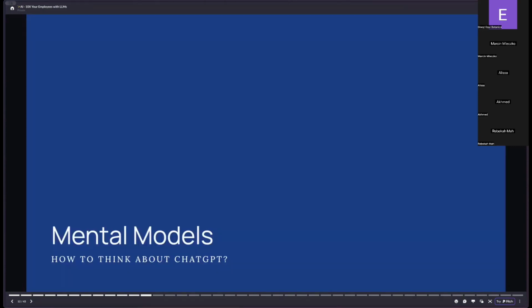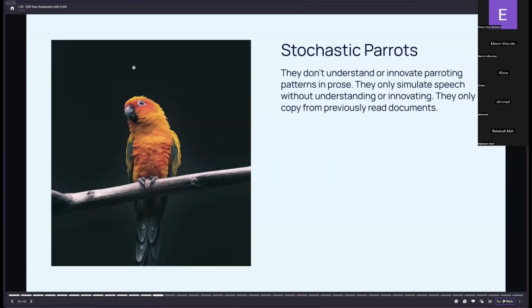And that already leads us to some of the mental models. So many people say they are like stochastic parrots. So they don't understand or innovate anything, but they only repeat what they have seen before. But this for me is a little bit short-sighted or not accurate because it's way more complex. It really builds an understanding of the world and how stuff works just through seeing a lot of documents.